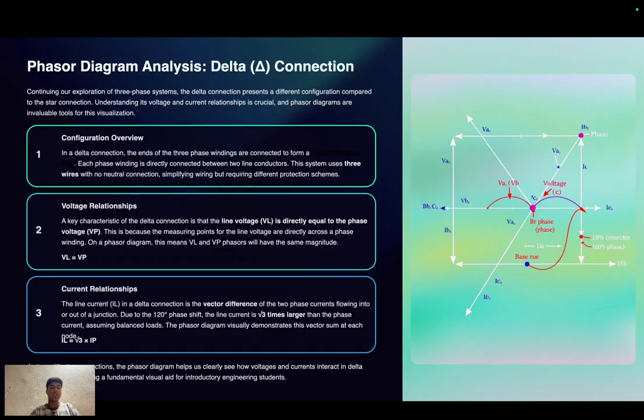In a delta connection, V line equals V phase and I line equals root 3 times I phase. Unlike the star system, the neutral point does not exist in a delta configuration. This makes delta connection well suited for industrial motors and high current applications where neutral isn't required.